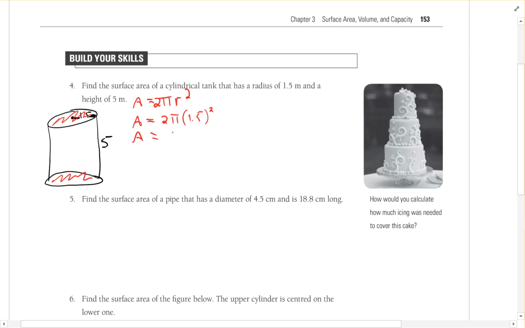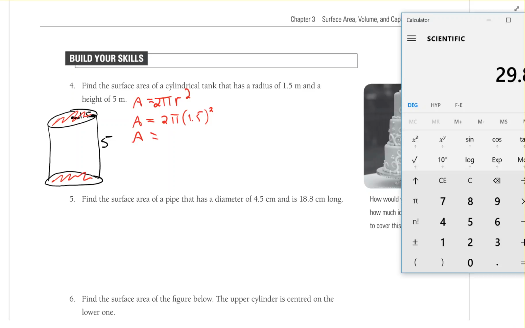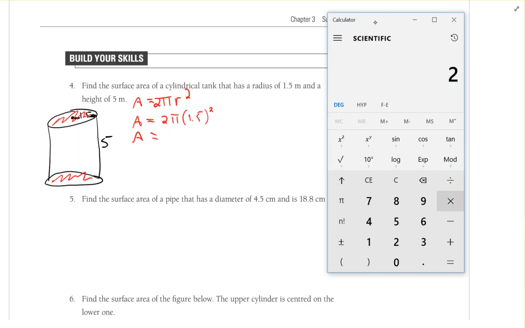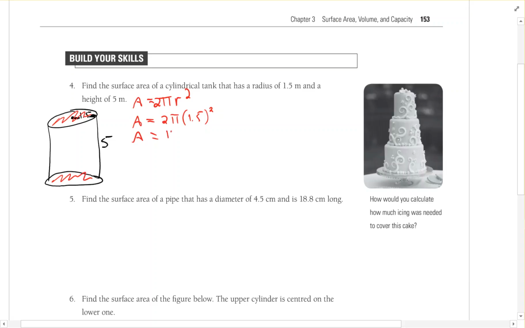So the area is going to be 2 times pi times 1.5 squared, and then just don't forget to push equals at the end. So 14.1 meters squared. Okay, I'm just going to put like a box around that so we can remember it. That was the top and the bottom, right? Now what we got to figure out is the surface area of the middle part.